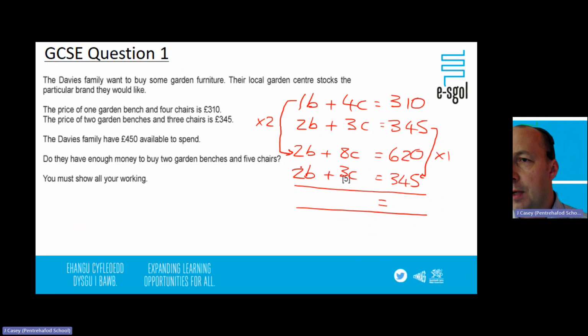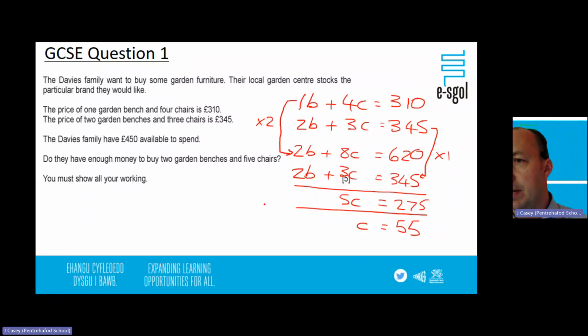So I'm going to take away now. So 2B, take away 2B, they're gone. The B's are eliminated. 8C, take away 3C is 5C. And 620, take away 345 is 275. I'll divide by 5 both sides. So the value of C is £55. That tells me the chair is worth £55.